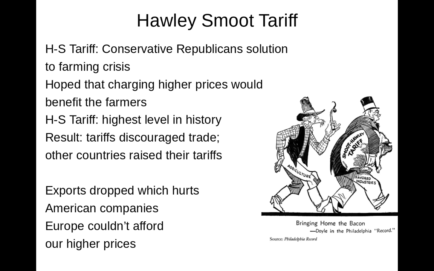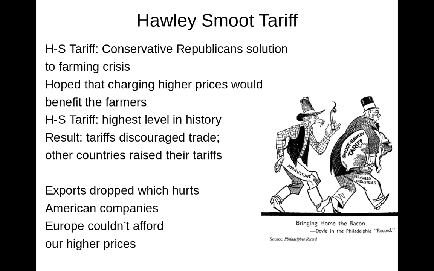So I do want you guys to put down that it was the conservative Republicans' solution, right, to the sluggish economy. And they raised tariffs to the highest levels in history. And it had monumental repercussions. Tariffs, you guys, discouraged trade. And so what ended up happening is other countries raised their tariffs almost in response to ours. And so prices went up on both continents.